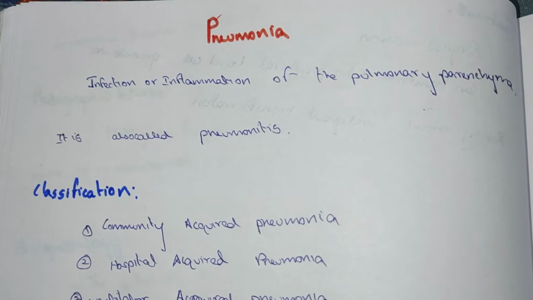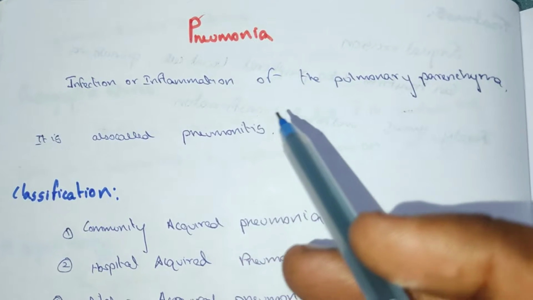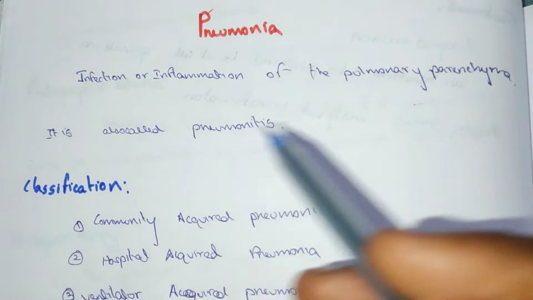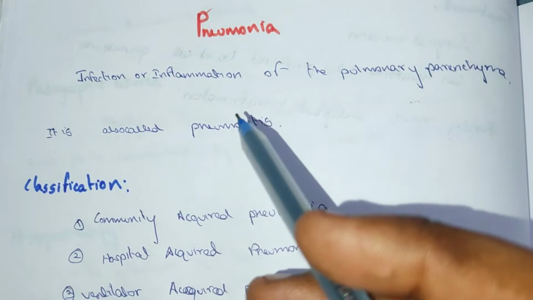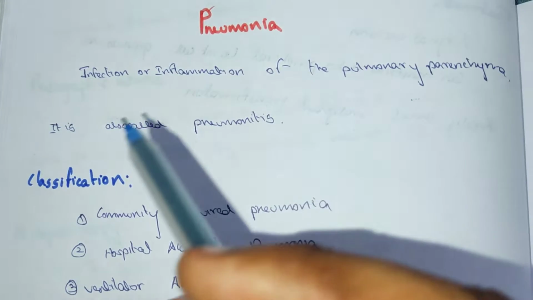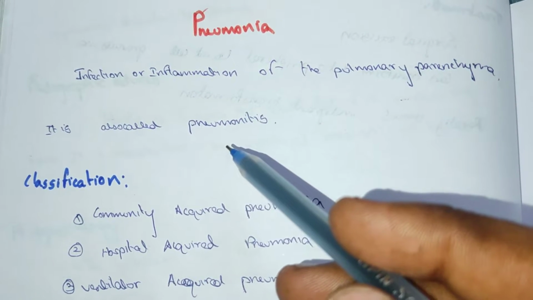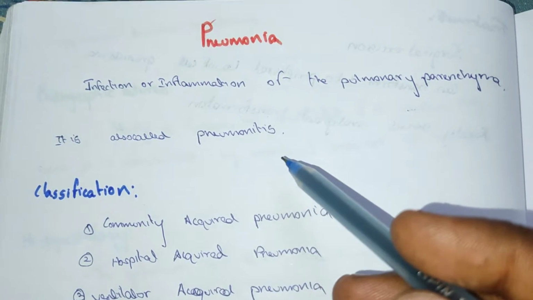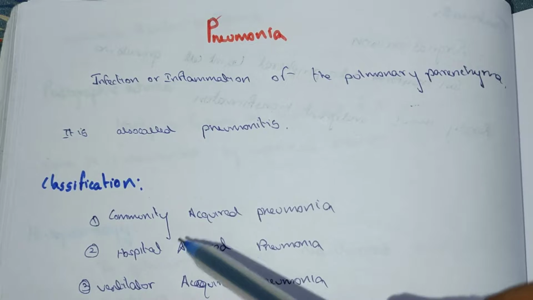In this video, we are going to see about pneumonia. Pneumonia is an infection or inflammation of the pulmonary parenchyma, and it is also known as pneumonitis. Pneumo means lungs, and itis means inflammation. Inflammation of the lungs is known as pneumonia or pneumonitis.